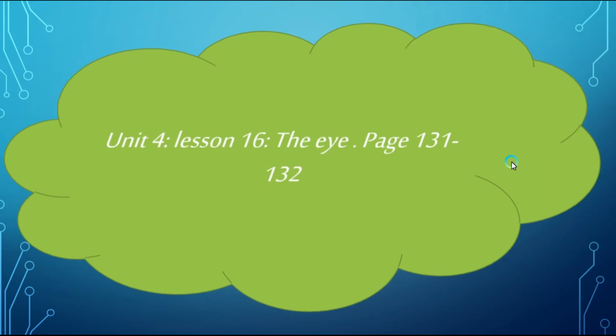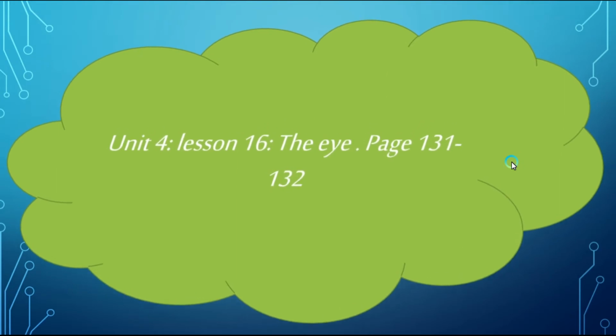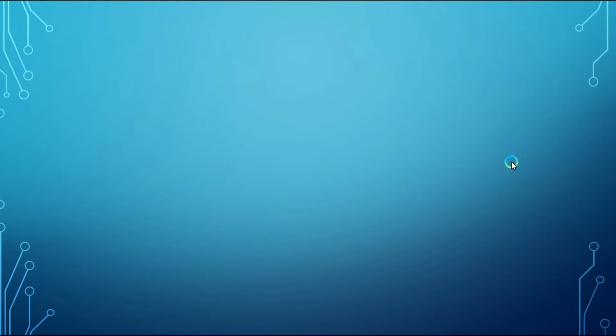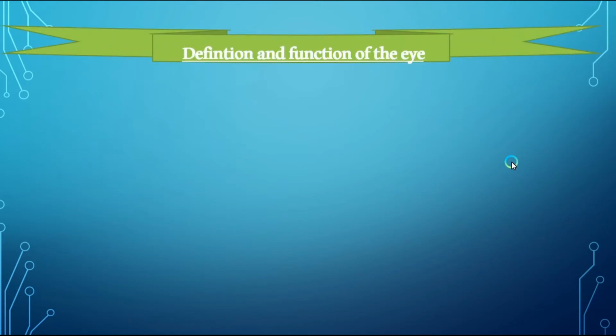Today we're going to study science. Lesson 16 is the eye, page 131 to page 132. Our objectives: identify the major parts of the eye and describe their function. This is our objectives, and then we will go to define the function of the eye, the role of the human eye.